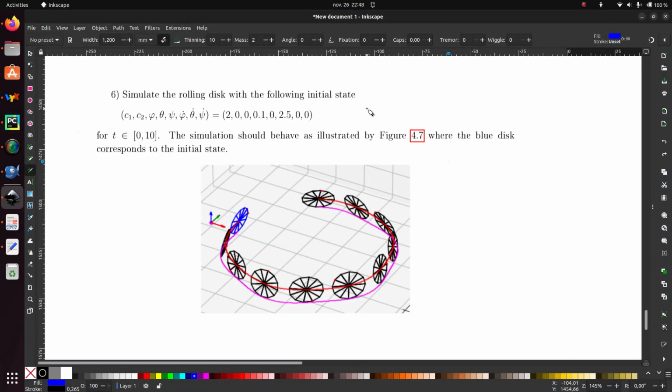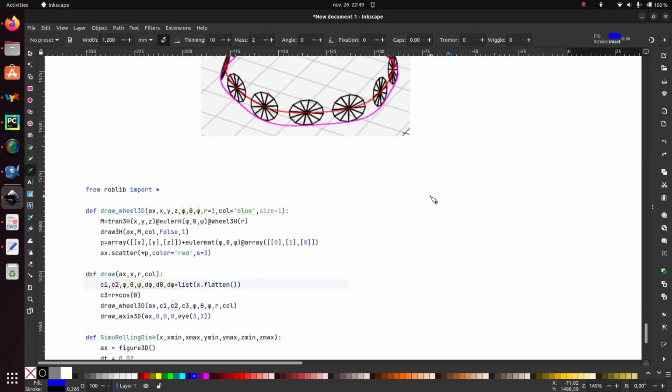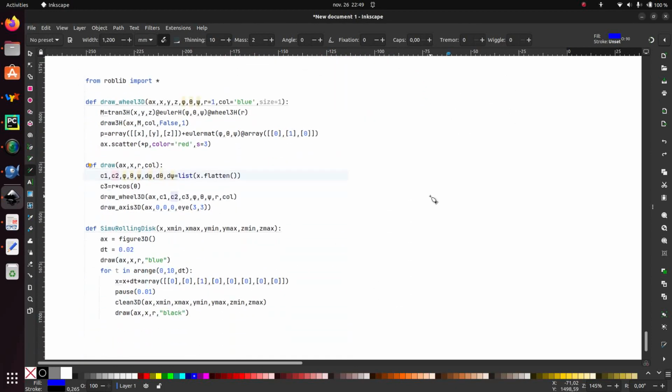Question number 6, I have to simulate the rolling disk with some initial condition and to show that the behavior of the wheel looks similar to what we could expect, such as this picture. Okay, so first I have to explain the Python program I will use. I use the roblib library. Then I have my main function here, my main program, which simulates the rolling disk.